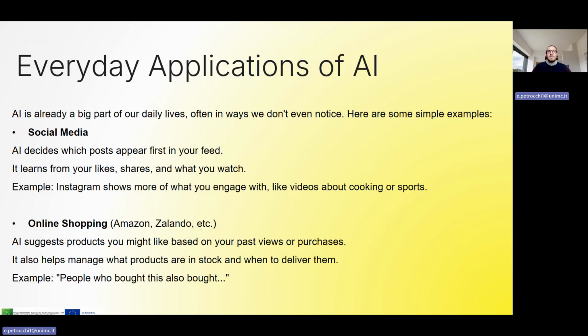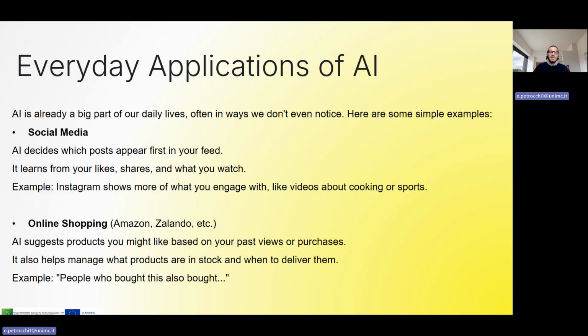And yeah, artificial intelligence is in our everyday life. For example, in social media, AI decides which posts appear first in our feed. It learns from our likes, shares, and what we previously watched. An example is Instagram, which shows more of what we engaged with. So videos about cooking or sports can appear even if we never directly searched for cooking videos, okay? Because by learning patterns in data, the algorithms can identify what we like and then propose suggested content similar to what we like.